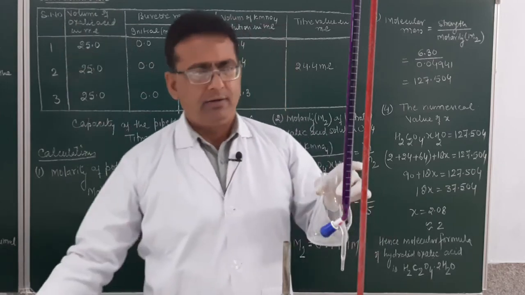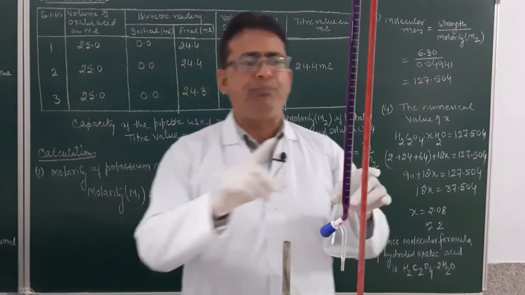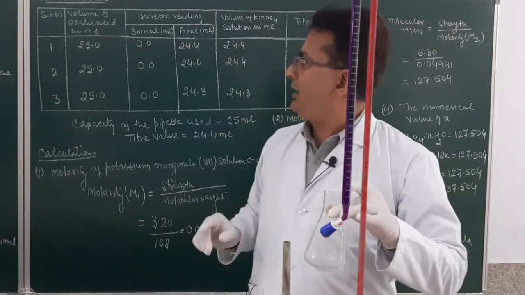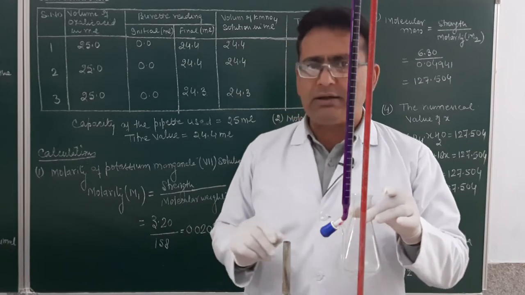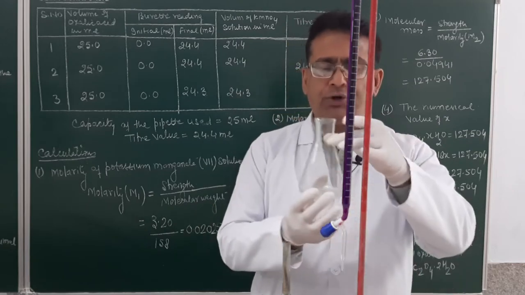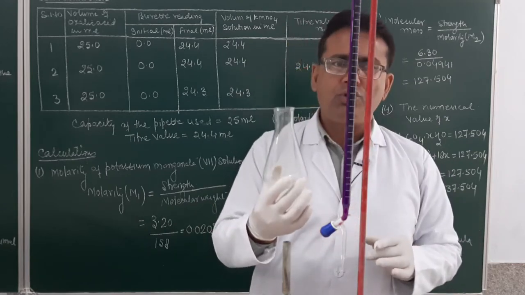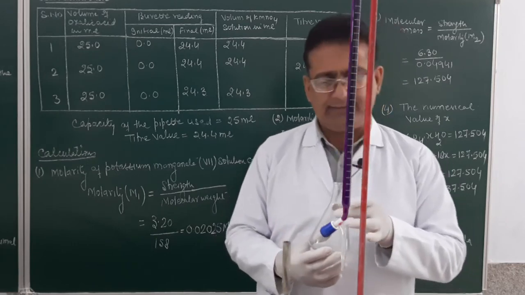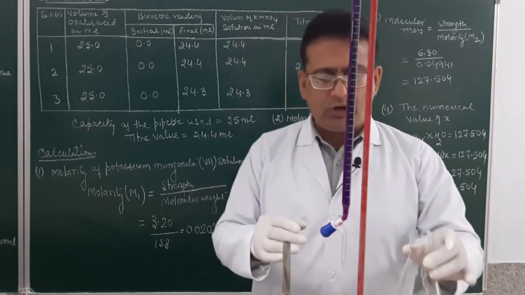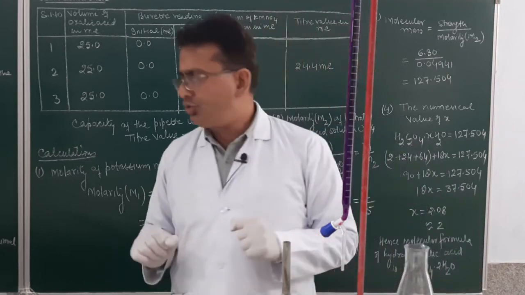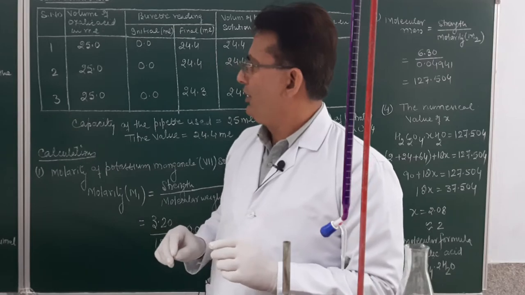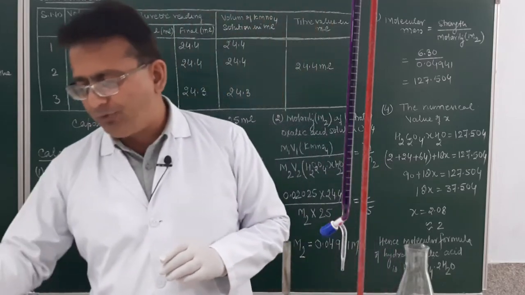What we have done, we have filled the burette with the KMnO4 solution. KMnO4 is a solution, and then we pipetted 25 ml of oxalic acid solution into the flask. This is oxalic acid solution. Now to this, as per the instruction given, we have to add 20 ml of dilute sulfuric acid.